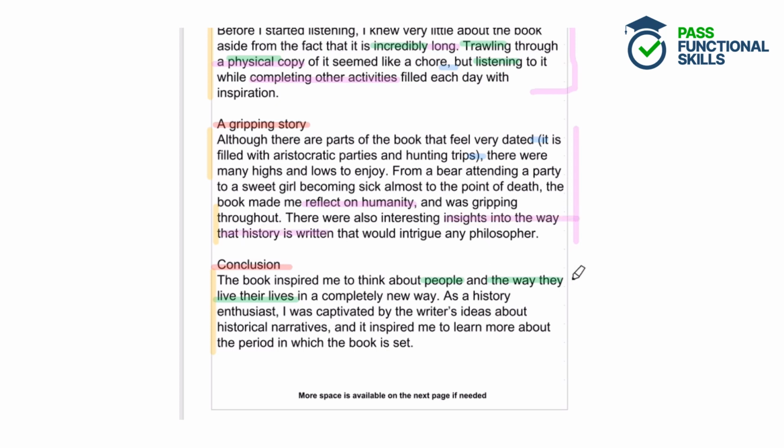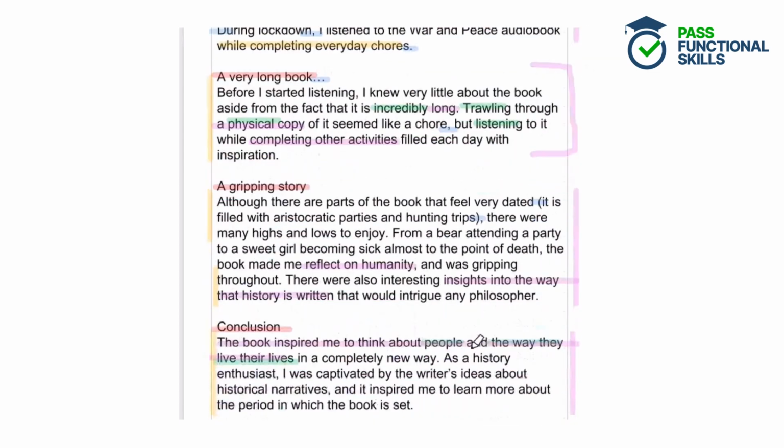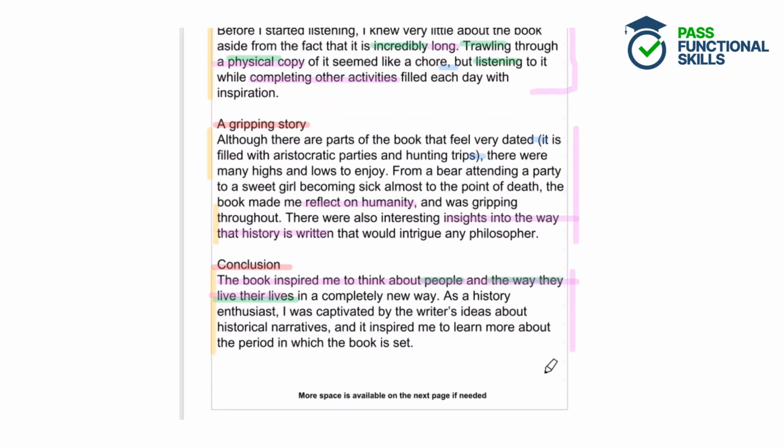And then we have a conclusion, which sort of summarises and draws points together. So they've explained the effect of the book, what the book inspired them to think about. So the book inspired me to think about people and the way they live their lives. So this follows in a really logical way because we've given details about how we read the book and why we decided to read it. We've explained a little bit about the plot of the book and what it made us think about. And then we've given a summary of the impact that the book had on the reader.